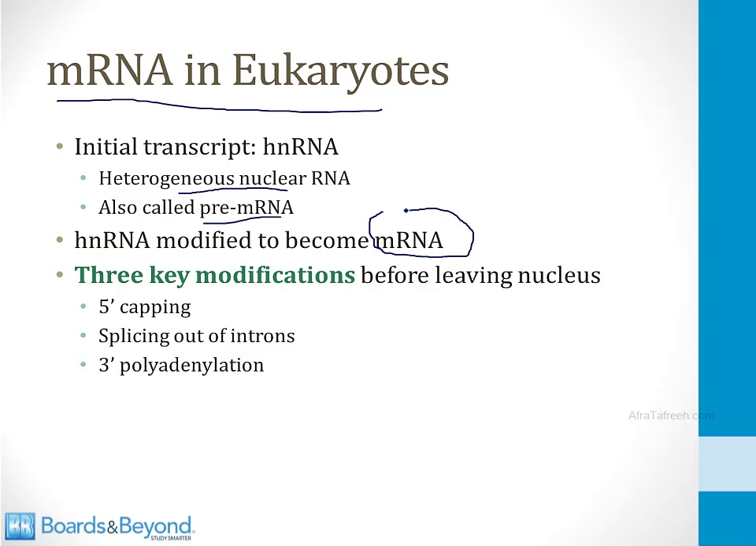And there are three key modifications that occur to RNA before it leaves the nucleus, and you need to know about all of these for step one. The first one is called 5' capping. The second one I briefly mentioned on the last slide, that is splicing out of introns. And the third one is called 3' polyadenylation. And we'll talk about all of these in the next few slides.